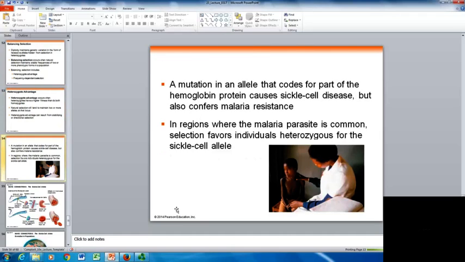One common example of this is a mutation in the allele that codes for part of the hemoglobin protein that causes sickle cell disease. But this will also confer malaria resistance. So in the regions where the malaria parasite is common, selection favors individuals who are heterozygous for the sickle cell allele. They are more likely to survive.